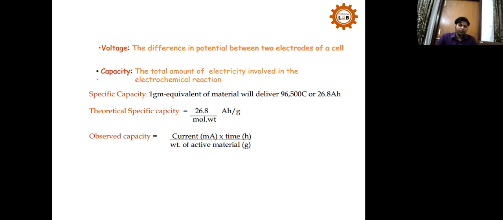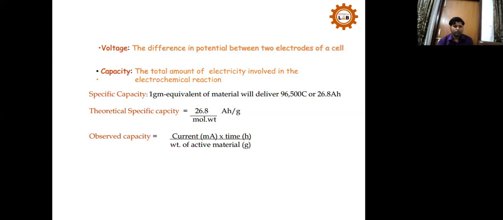And how do we calculate the specific capacity of a battery? If you see any battery, there will be a rating on it.